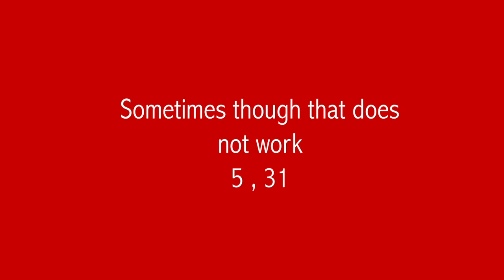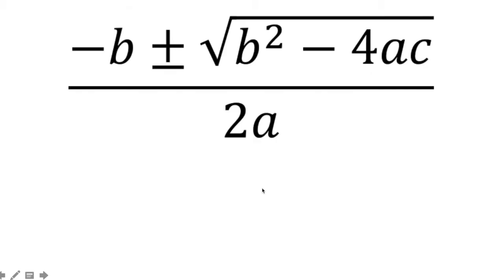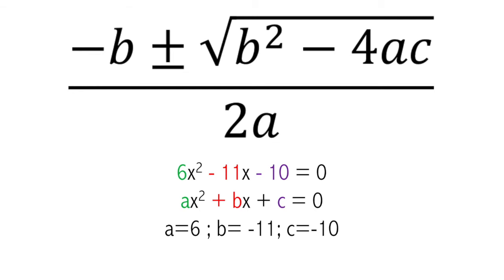So what we can do instead is, let's look at the example of 5 and 31. You can get positive 31 by multiplying 1 and 31, or minus 1 and minus 31. There is no other way to do it. And these respectively add to 32 or minus 32, and not 5. In this case, we cannot factorize, so we use something known as the quadratic formula. a is the coefficient of the first term, b is the coefficient of the second term. Note that it takes the sign, so b is minus 11 and not just 11, and c is the last term, which once again takes the sign, so it is minus 10 and not just 10.